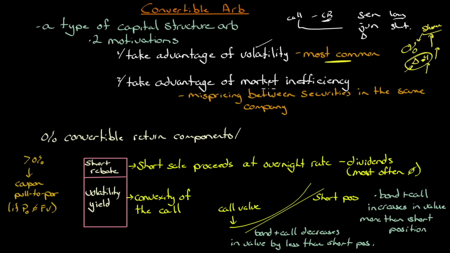Another motivation is to take advantage of market inefficiency. That is a mispricing between securities in the same company. It's hard to say that you have a mispricing in securities in the same company. What you can say is you have a mispricing between the equity and Bitcoin, with the value of the equity being 300, and at one point last week over 400, times the price of Bitcoin. You could say that's an inefficiency, but that's a cross-asset ARB. That's not a capital structure ARB. That would be a long Bitcoin, short MicroStrategy trade.